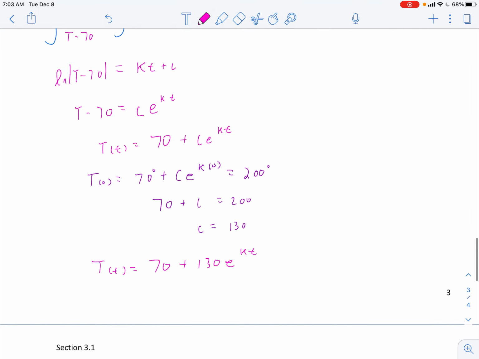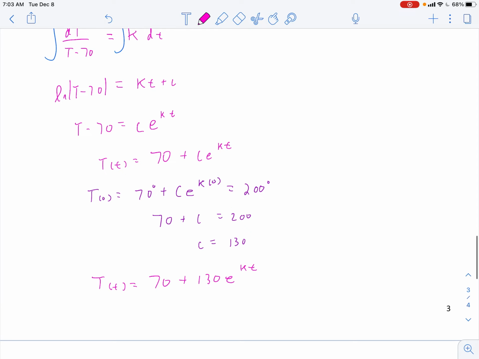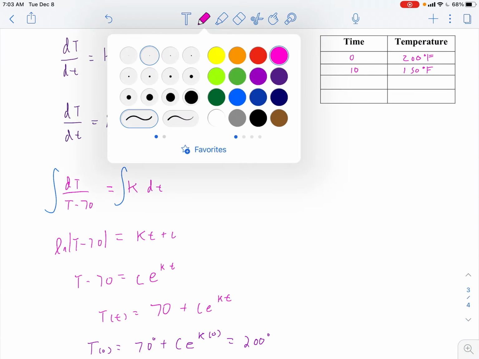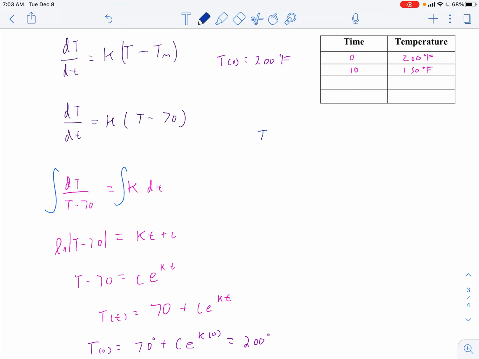And so let's go ahead and plug into our formula. This will help me solve for my k value. So we have T of 10. Whoa, put too many parentheses there. Oh, no, I didn't. That was a 1. I just don't write well. T of 10 is equal to 70 plus 130 e to the k times 10, equals 150.